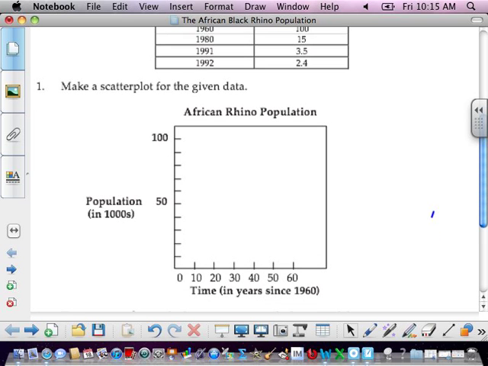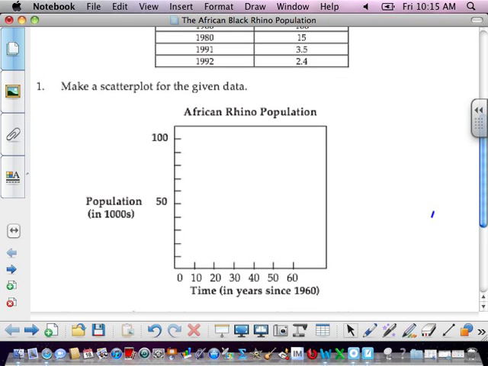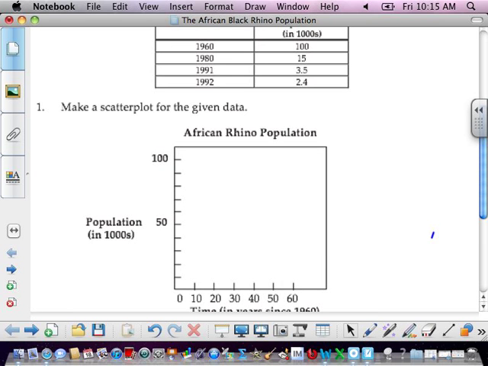Let's look at the bottom of this graph right here. It says timeline in years since 1960. So what would 1960 be? If 1960, it'd be 0. There we go. Okay? So at 0, we're at 100. So what would we be at 1980? If 1960 is 0, 1980 would be? 20. There we go. It's okay, I just want to make sure we get it.